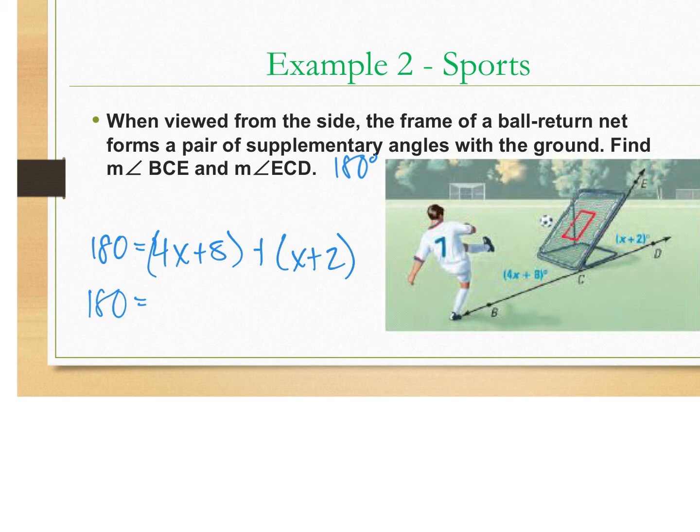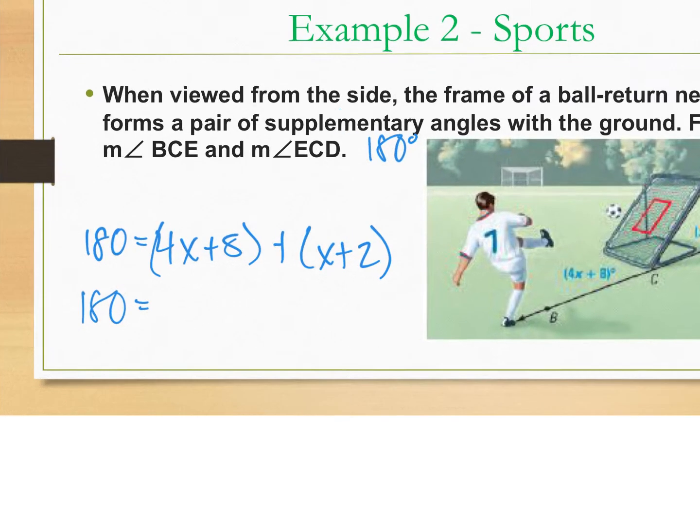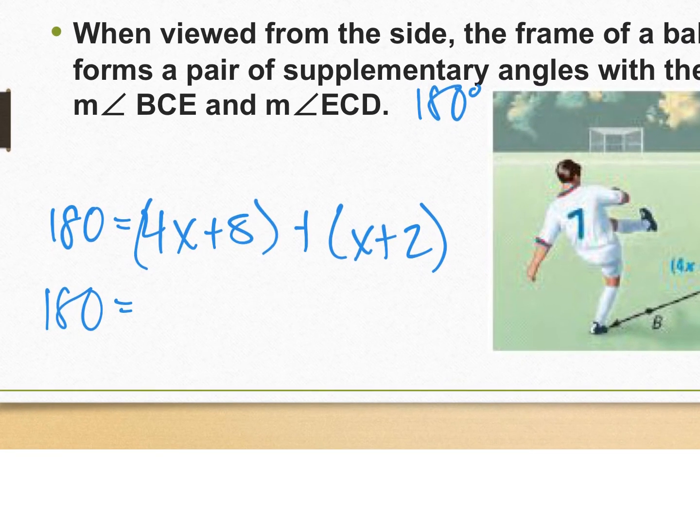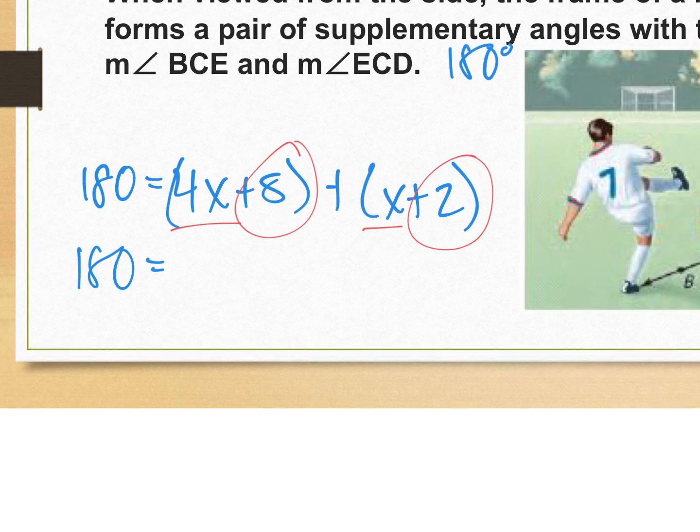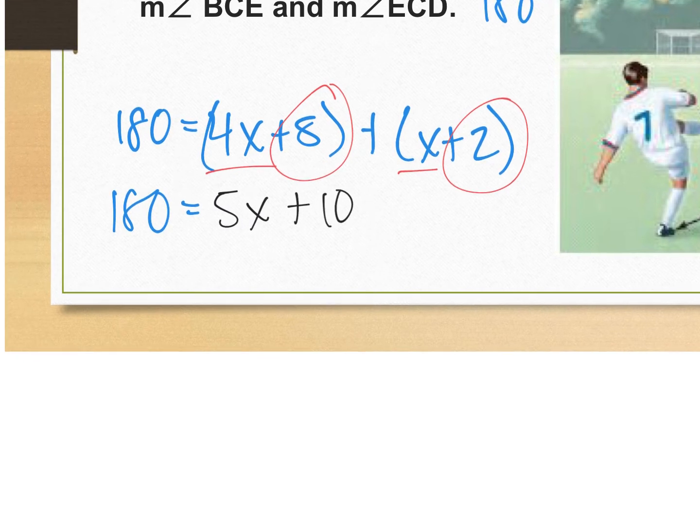180 equals, what do I do? German, what are the like terms? 4x and x, and 8 and 2. What do I get? I got 5x and 10. You are right. What do I do from here? Hayden. So we got 5x, one step at a time, equals 170, right?